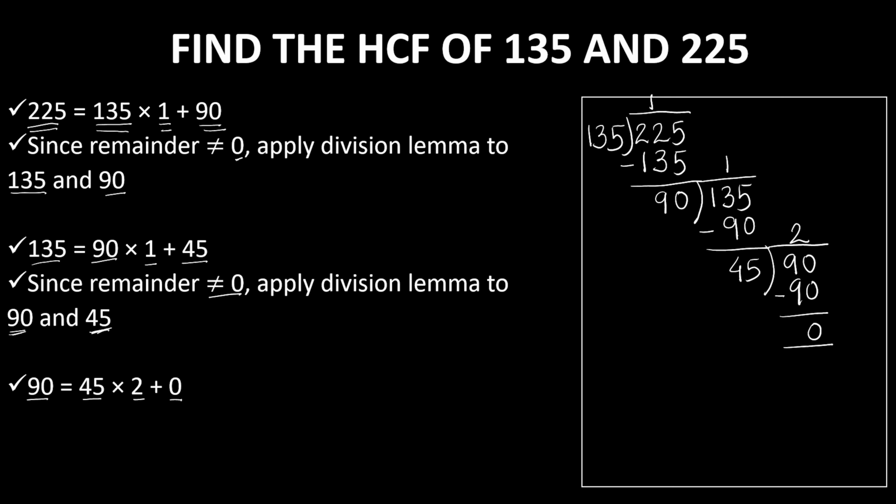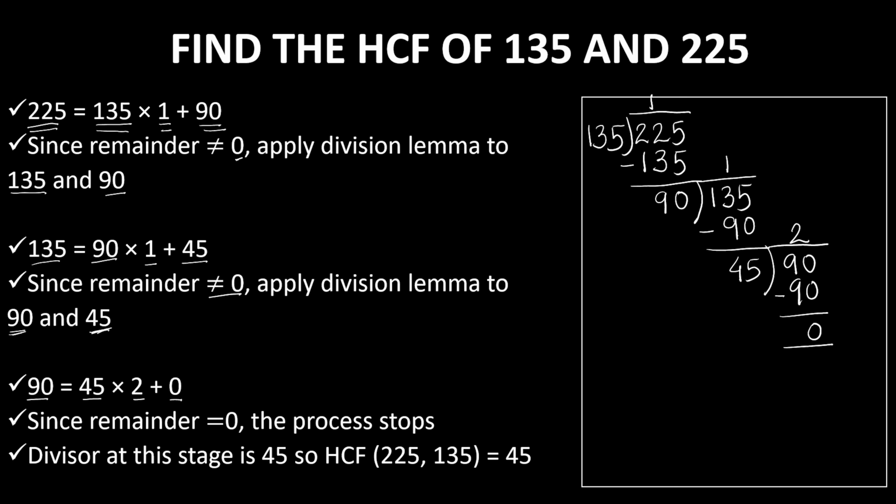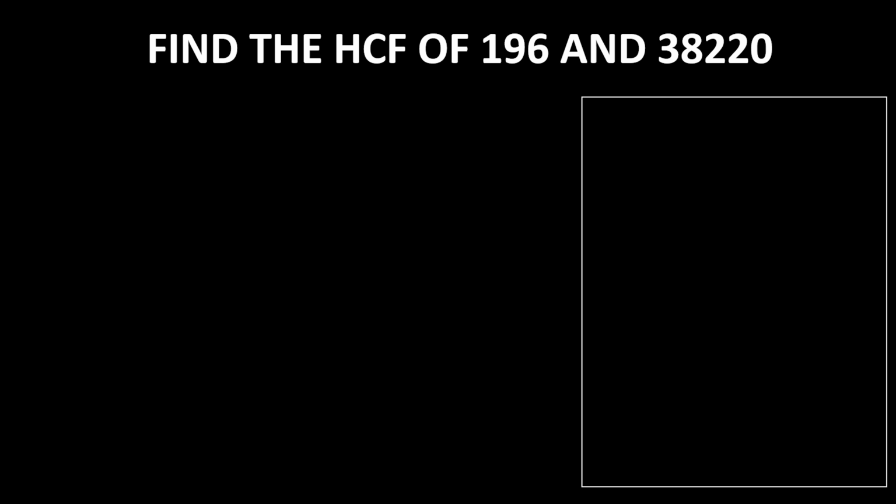Now in this step, we got a remainder equal to 0. Since remainder is equal to 0 now, we will stop our process. And the divisor at this stage is 45. So the highest common factor of 225 and 135 will be equal to the divisor at this stage, which is equal to 45. Now this is the second subpart of question number 1. Find the HCF of 196 and 38,220.